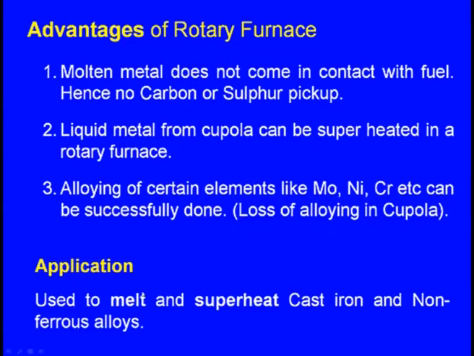Now, you tap the molten metal from the cupola furnace and bring it and pour inside the rotary furnace. Now, you add the alloying elements like nickel or chromium and you heat it. During this time, as it is rotating, the alloying elements also will be melting and they will be mixed thoroughly with the melt, and finally, we get a very uniform composition along with the alloying elements. So, alloying of certain elements can be successfully done using the rotary furnace.